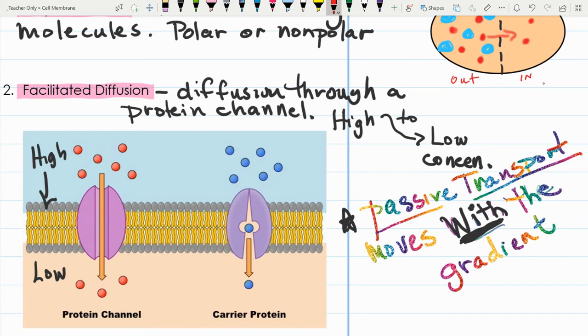So those red molecules, let's say it's sugar again, are going to want to move to where there's a low concentration, and they're going to move through that channel. That's how they get across. The carrier protein kind of works the same way, more or less, but it's sort of like a gateway that opens and closes. Okay, so passive transport moves with the gradient. It moves with the natural flow.